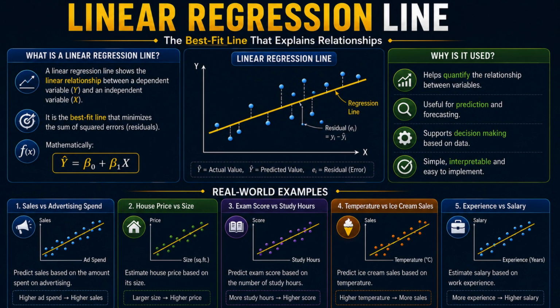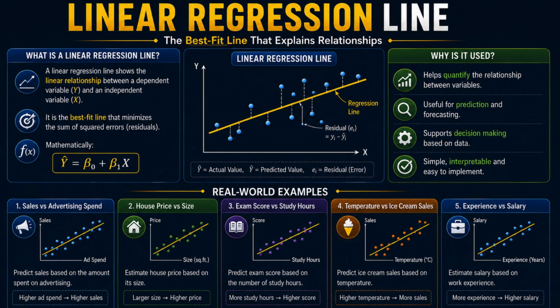Linear regression has countless real-world applications. Companies use it to forecast sales based on advertising budgets. Real estate firms estimate house prices based on factors like size and location. Banks analyze customer income to estimate credit risk. HR teams study the relationship between work experience and salary. Even hospitals use regression models to predict patient recovery based on different health indicators. The common idea in all these examples is that we're trying to understand how one variable changes when another variable changes.